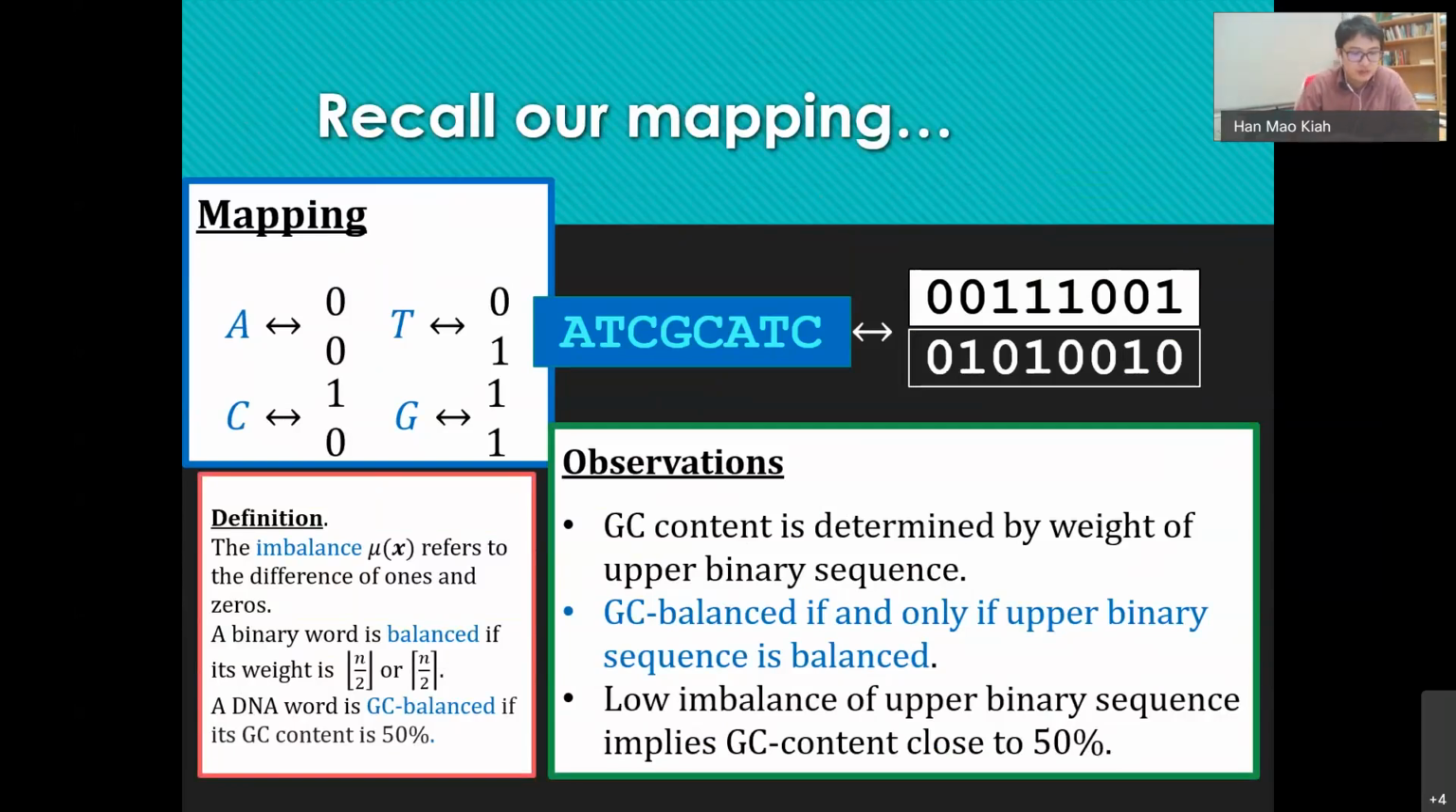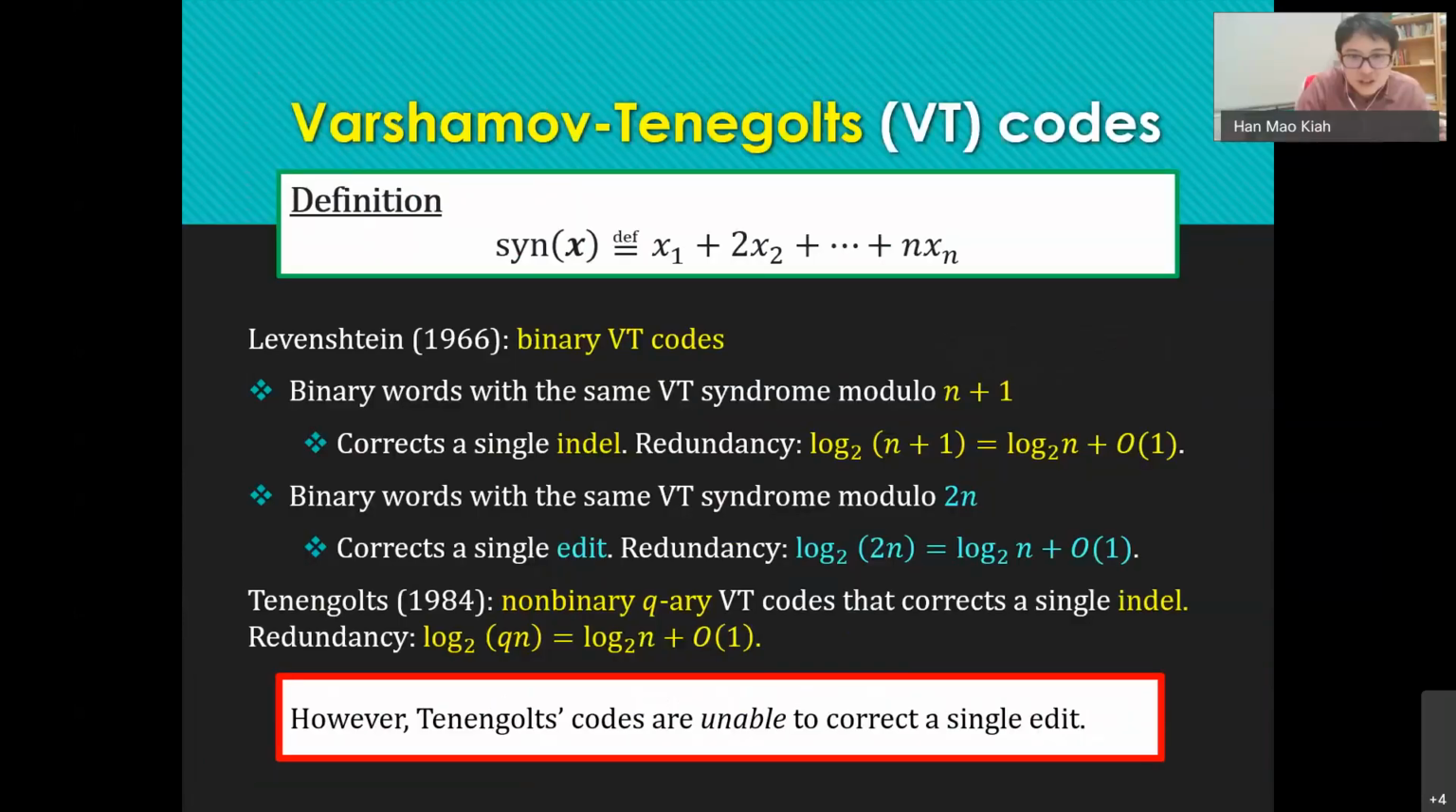A quick question. Yeah, sure. Can you go to the previous slide? Yep. So these non-binary VT codes correct single indel, but they are unable to correct single edit. Is it? So that means the nucleotide edit which you are talking about is not corrected by this. Is it? Yes, correct. So specifically the A to T and G to C. That's where it fails. Precisely. Very good. Yes. Thanks.